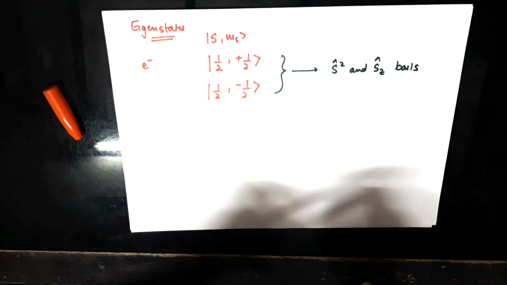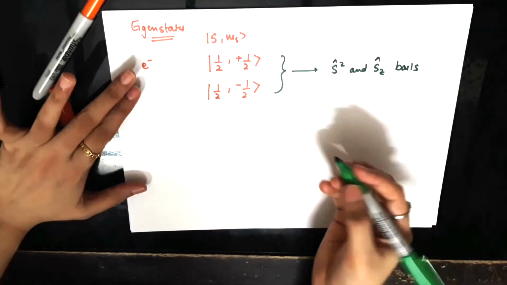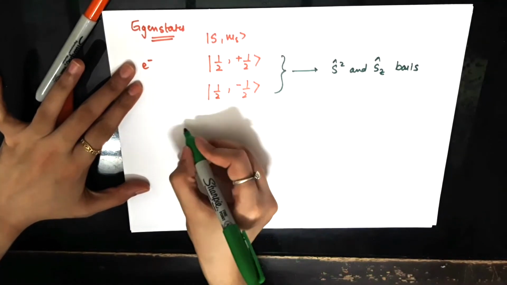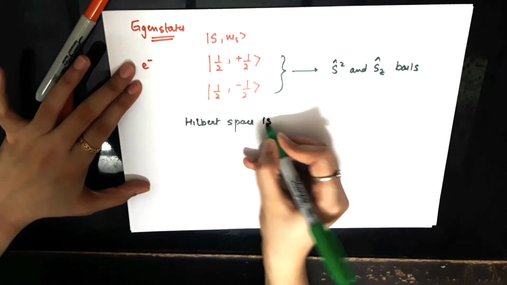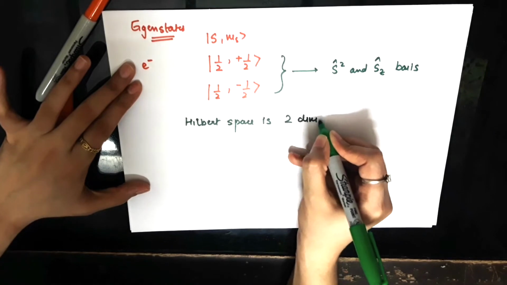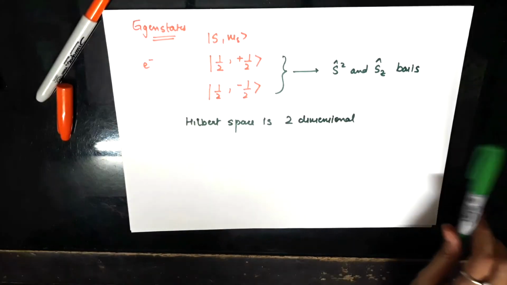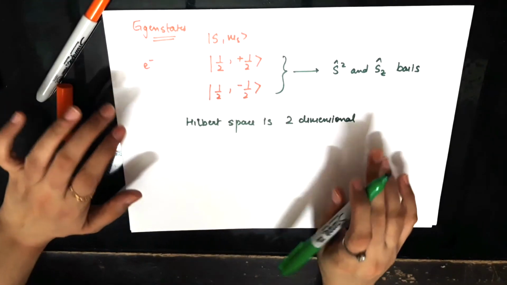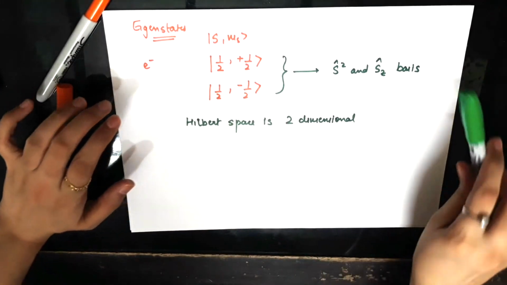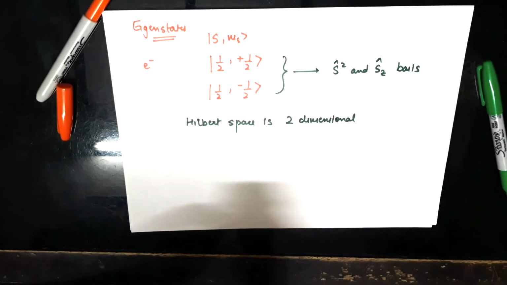So there are two eigenstates. That means my Hilbert space is two-dimensional. And the matrices that act on a Hilbert space of two dimensions are 2 by 2 matrices. So this is a very important deduction.